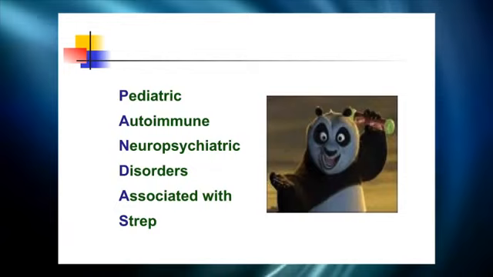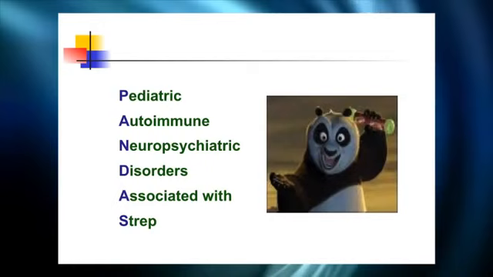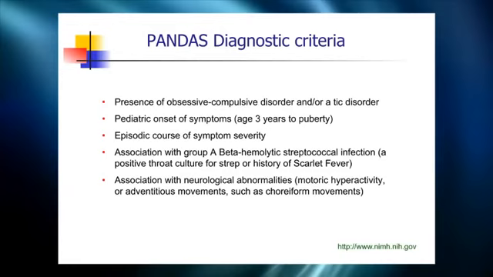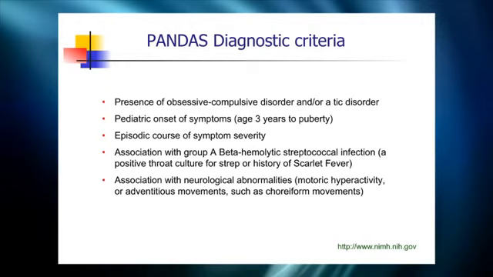So how many of you have heard of PANDAS? Pediatric autoimmune neuropsychiatric disorders associated with strep. This distinction of PANDAS has been around probably for about 20 years. Basically it refers to strep-induced OCD, or OCD that is related to strep infection. And the criteria for this are the presence of an OCD. PANDAS has also been applied to a number of additional disorders, most commonly tic disorders, but also eating disorders and even a broader range than that.